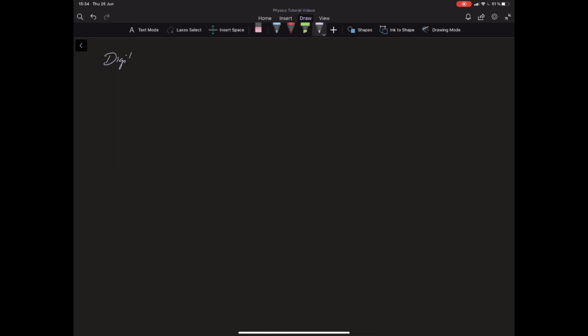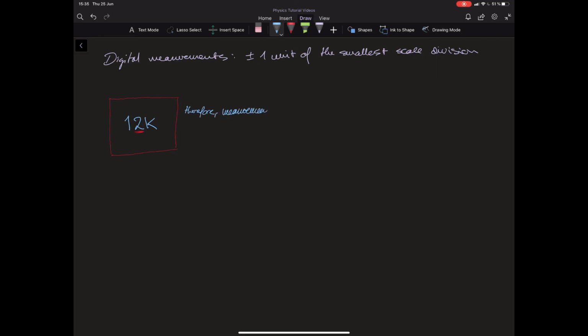Now, for digital measurements, the uncertainty is 1 unit of the smallest scale division. So, for example, let's say you have a digital thermometer. Let's just draw a digital thermometer, which gives you a reading of 12 kelvins with no decimal places. Therefore, 1 unit of the smallest scale division would be 1 kelvin, and the uncertainty of your measured value would be 12 plus minus 1 kelvin.